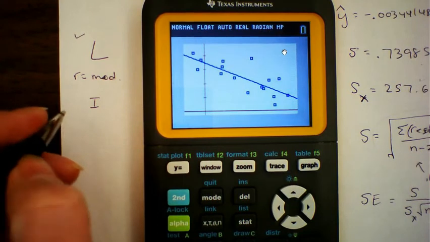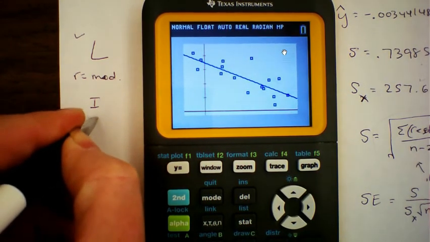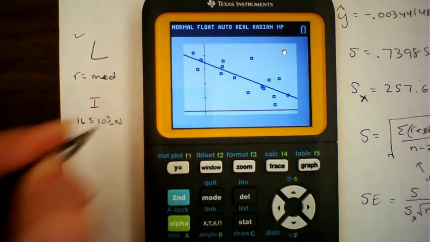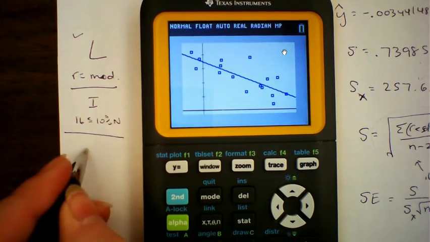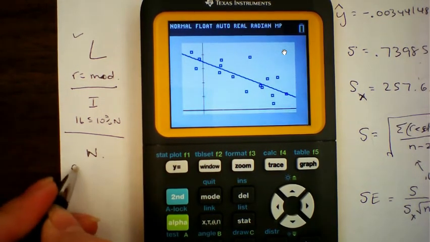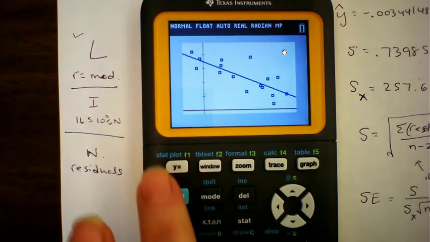Independent, I would say that 16 is less than or equal to 10% N, although we may have already done this. Okay, so those are those two. Now let's check the nearly normal. We need the residuals for that. So let's go in and check the residuals.